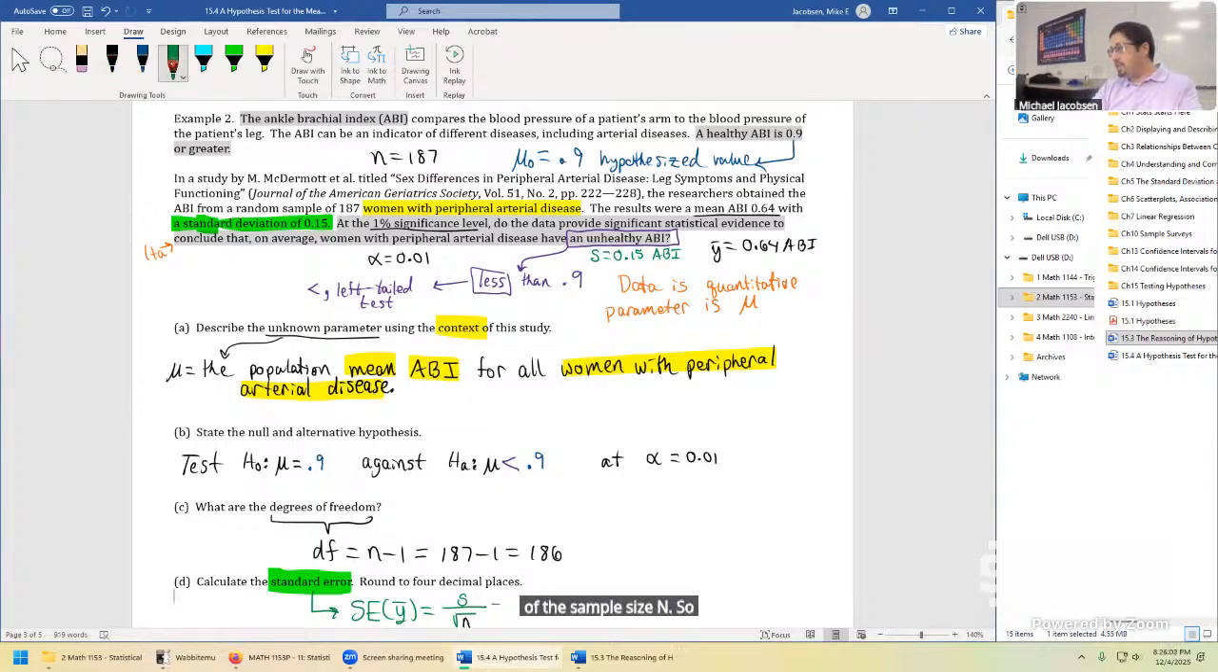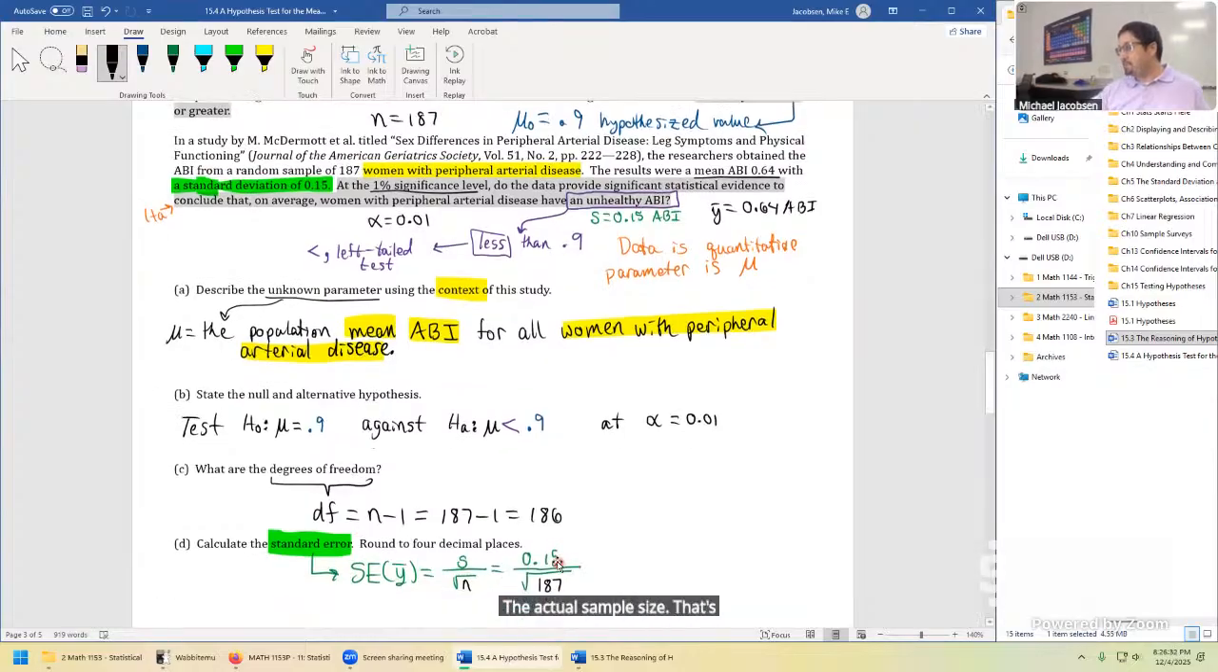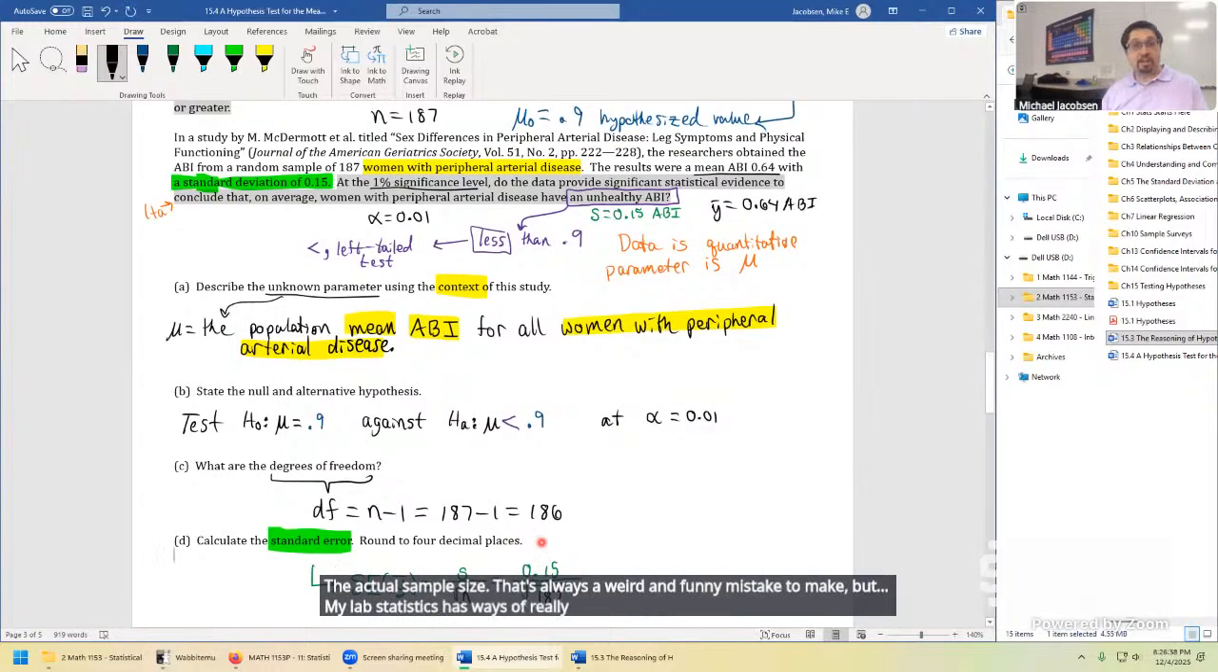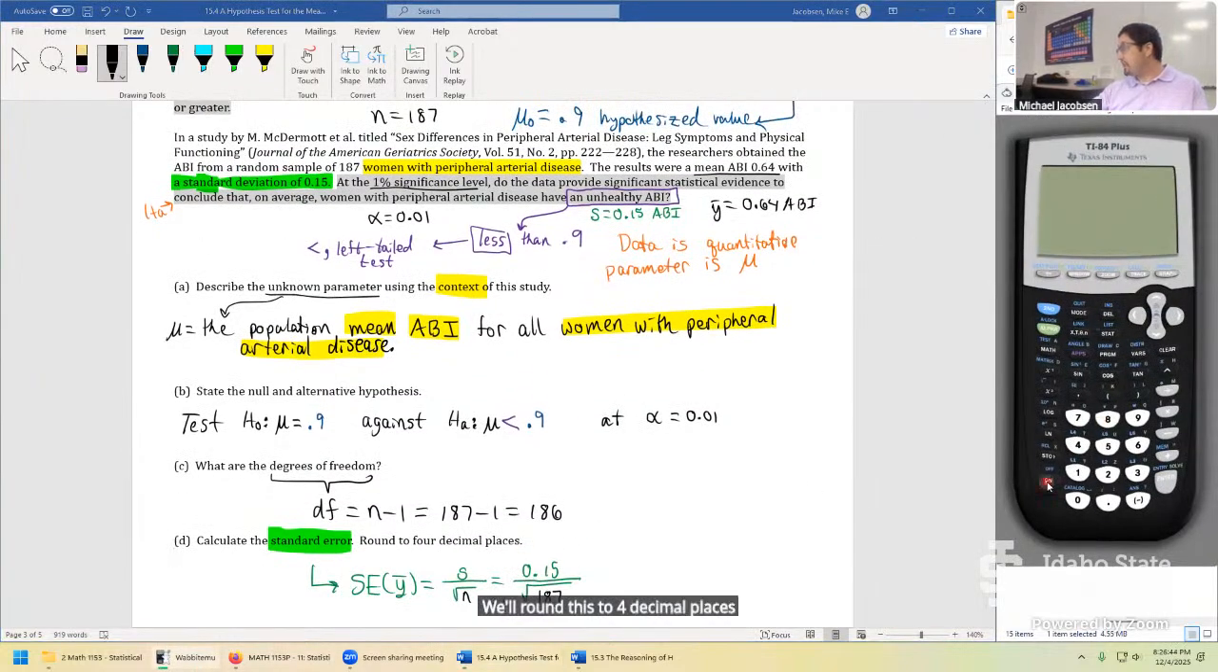So let's just plug in that information there. S was cited in the problem, highlighted in green. The standard deviation for ABI for this sample was 0.15. This is over the square root of the sample size n. And this is a common mistake I've made a lot. Once I wrote 186, it feels like that's n. So make sure you go up to 187, the actual sample size. That's always a weird and funny mistake to make, but MyLab Statistics has ways of really detecting when you make that mistake. So watch out for that one. It's easy to do. We'll round this to 4 decimal places. So just shove this into the calculator.